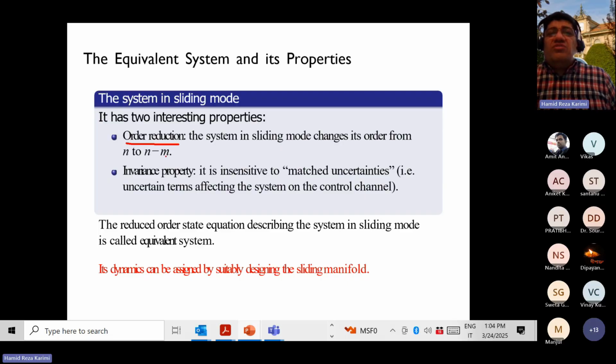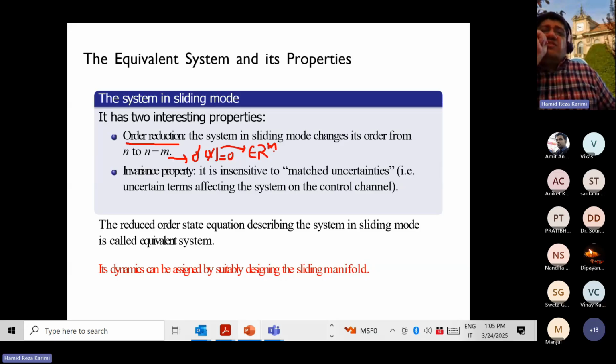Why? Because m comes from the dimension of sigma x equals zero, okay? Because when you add some algebraic relation from the dimension, because sigma x belongs to R^m, okay? So now you can see that by designing this sliding surface with the dimension m, you try to reduce the system order to n minus m. And this means that the computation also can be enhanced.